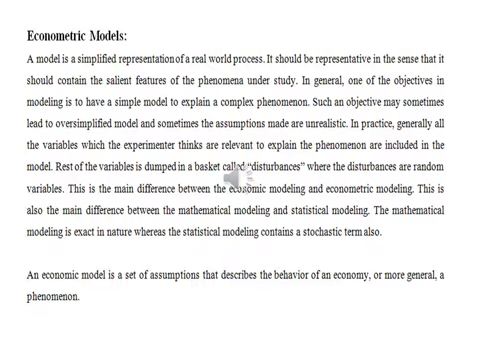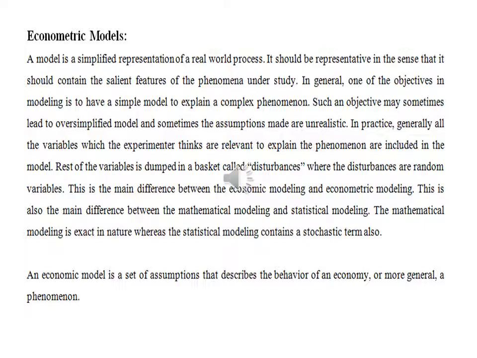In practice, generally all the variables which the experimenter thinks are relevant to explain the phenomenon are included in the model. The rest of the variables are dumped in a basket called disturbances, where the disturbances are random variables. This is the main difference between economic modeling and econometric modeling. This is also the main difference between the mathematical model and the statistical model. The mathematical model is exact in nature, whereas the statistical model contains stochastic terms.